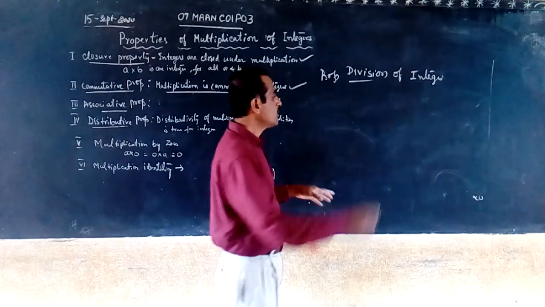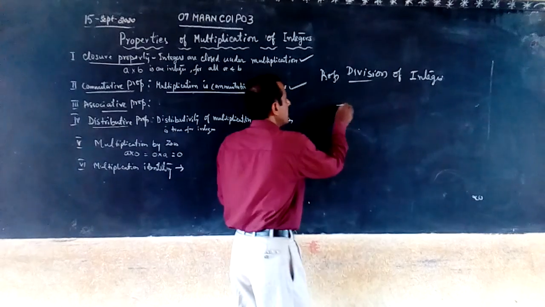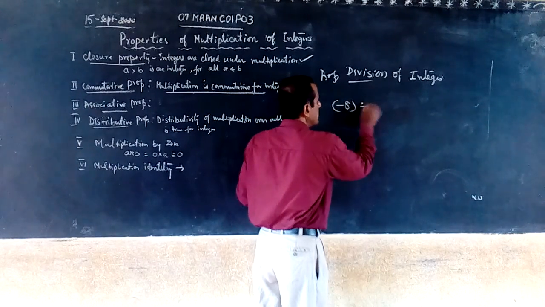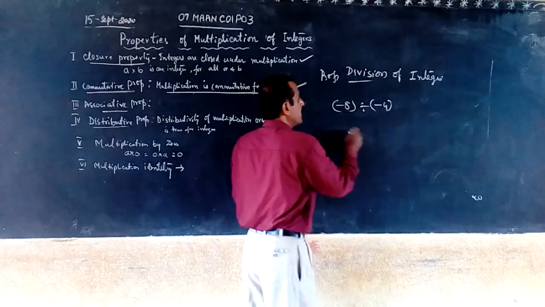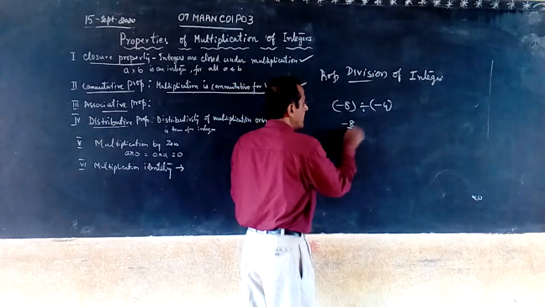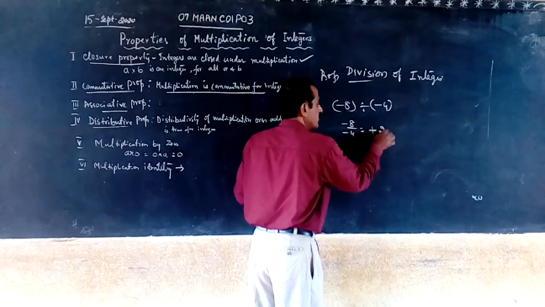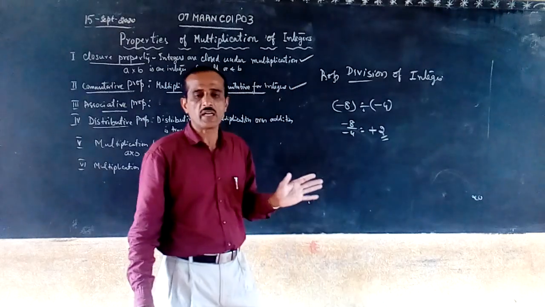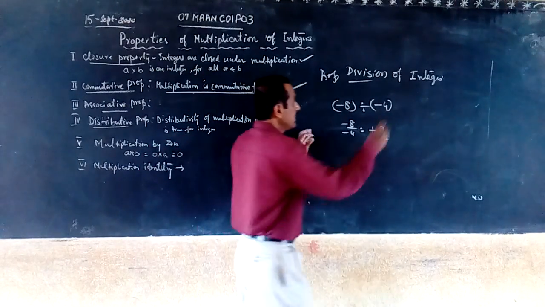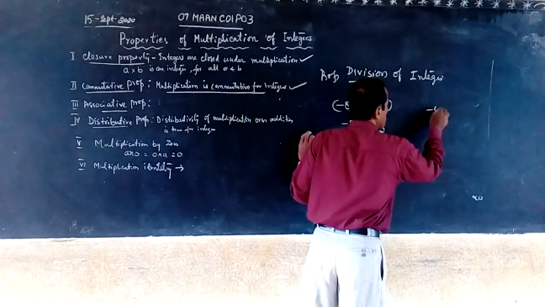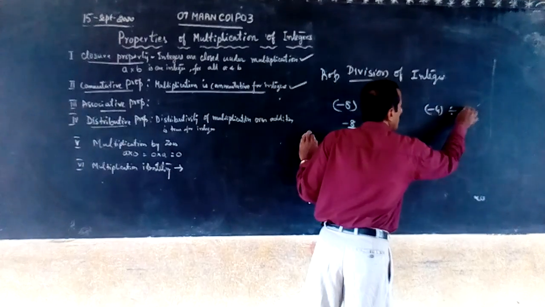Okay, then commutative property. What about commutative? Now we have -8 divided by -4. What is the answer? -8 divided by -4 is equal to minus divided by minus, plus. The answer is 2. It is an integer. Okay, this is fine. Whether it is equal to -4 divided by -8, let us see.